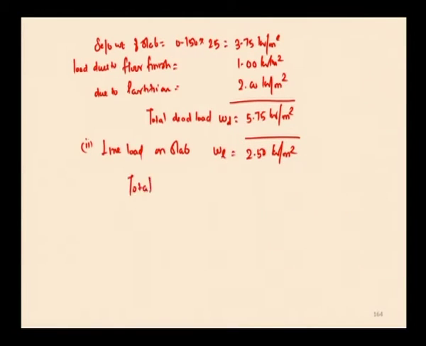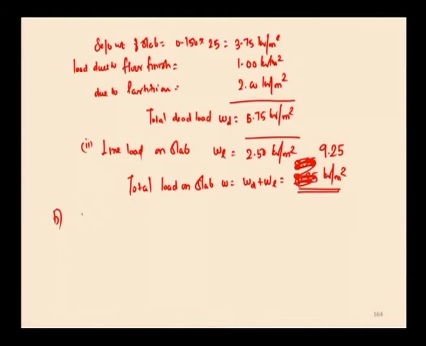Next, total load on slab, W equal to WD plus WL, that is equal to 8.25 kilonewton per meter square. This one is 9.25 kilonewton per meter square. Next step, bending moment. Bending moment calculations from table 26.